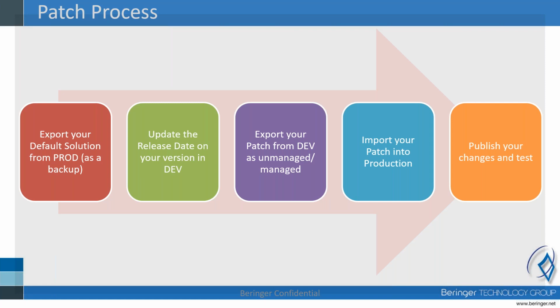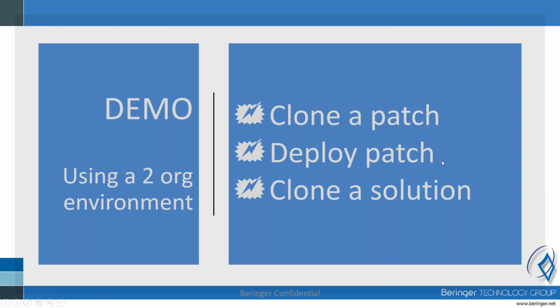The first thing I want to do is just go into my patch in dev, change that date so I have instant visibility of the date that patch was released. Export your patch from dev as managed or unmanaged. Import it into production, and then publish your changes and just check to make sure that they're there. So let's look at what that looks like.